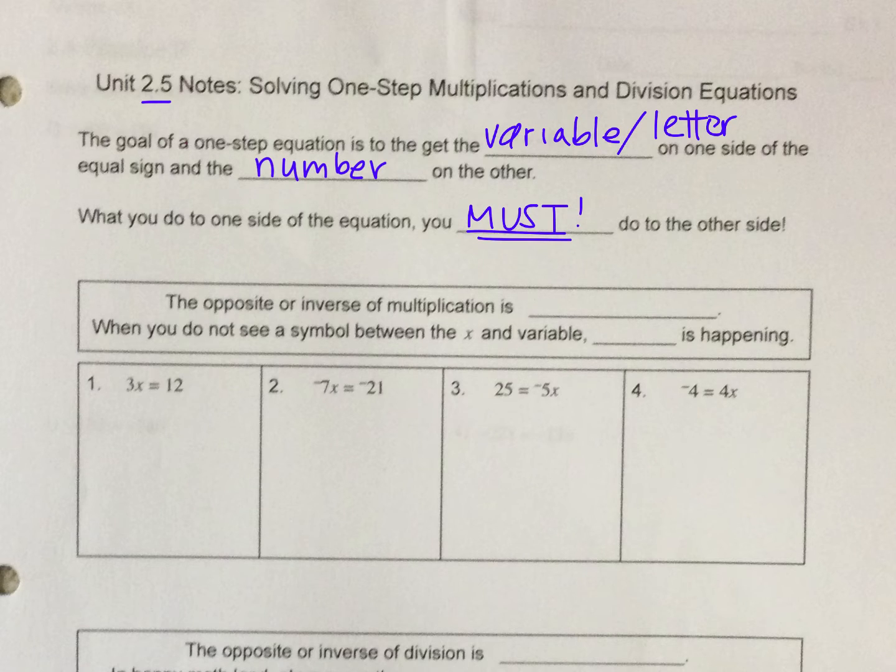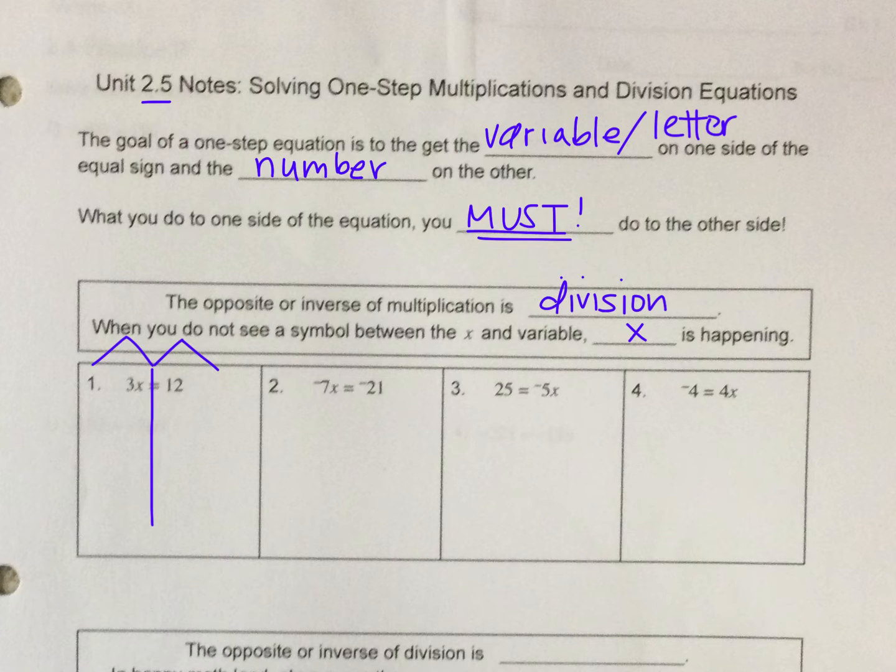So, we're going to start with multiplication. The opposite or inverse of multiplication is division. And when you do not see a symbol between a number and a variable, multiplication is happening. So let's draw our line. These guys are in their houses, right?